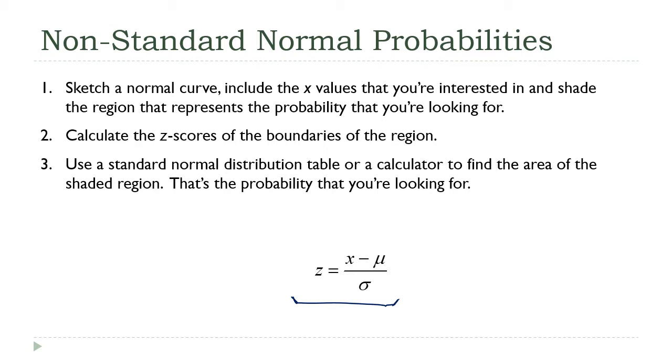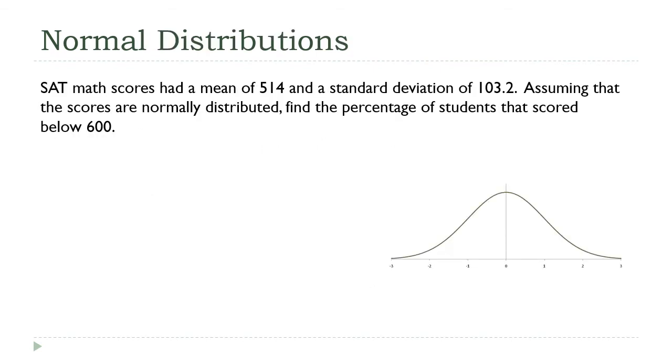So, thinking about this at a very high level, we're taking our arbitrary normal distribution and converting it to an equivalent standard normal distribution. Then it's just a matter of looking numbers up in the table. All right, so let's look back at our SAT situation. I know that my population has a mean of 514 and a standard deviation of 103.2. And the x value, the data value that I'm interested in, is 600.